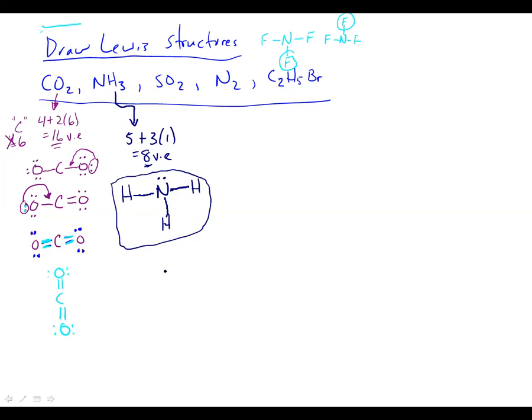Okay, looking at SO2. So SO2, sulfur is 6. There's 2 oxygens at 6, so that is 18 valence electrons here. So we have 1 sulfur and 2 oxygens.